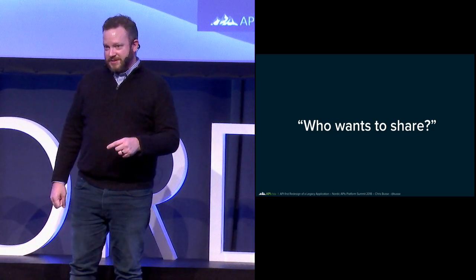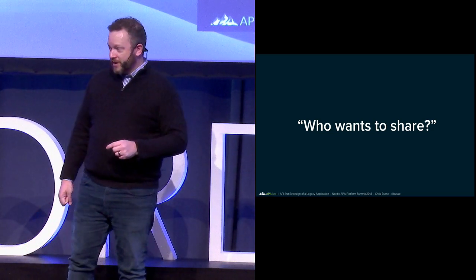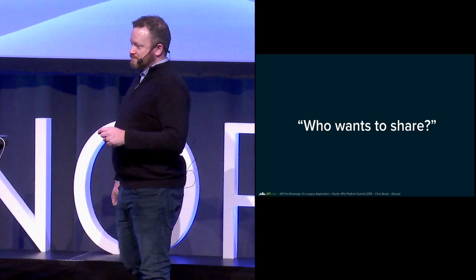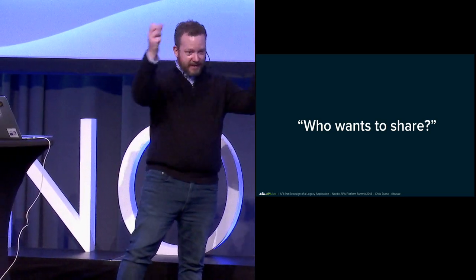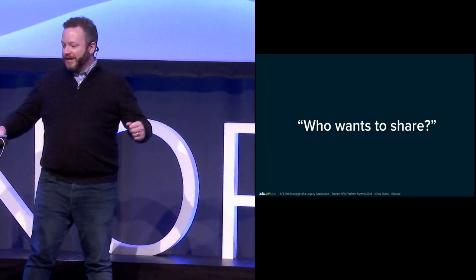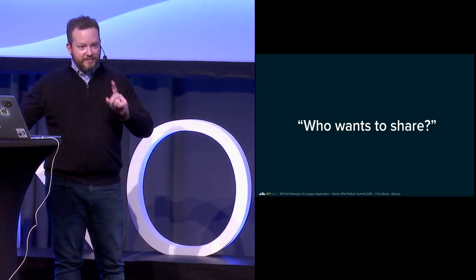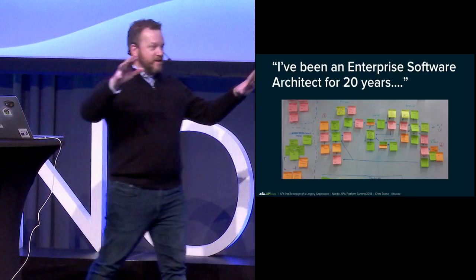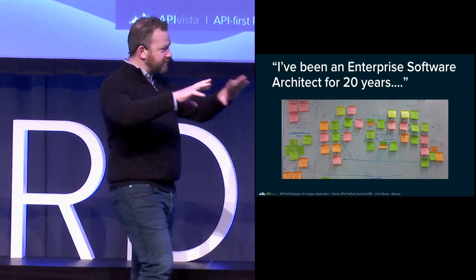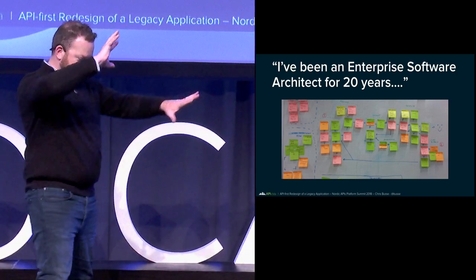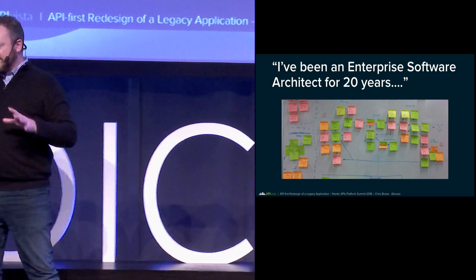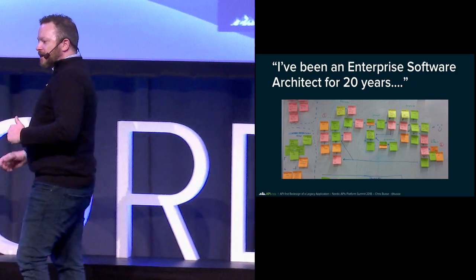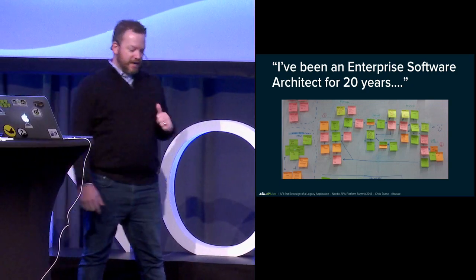Every time I've given this workshop or a meetup, I get the same response. Somebody gets very excited with handfuls of Post-it notes and gets up and says something to the effect of, I've been an enterprise software architect for 20 years. This is how you need to do it. Boom, boom, boom, boom. And they are laying out this schema. There's things going on. There's arrows. There's boxes.